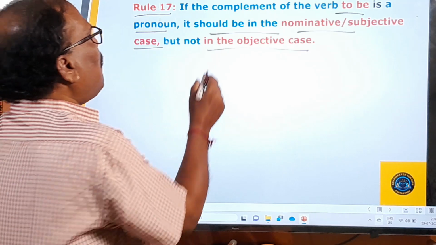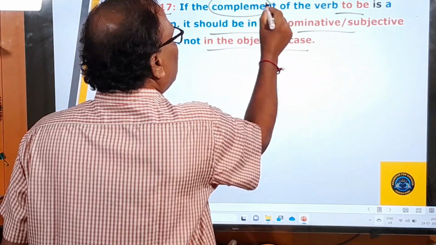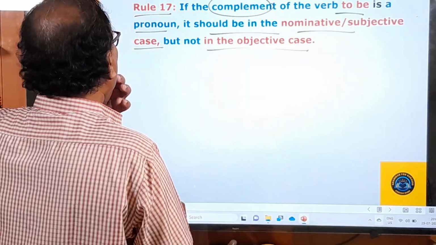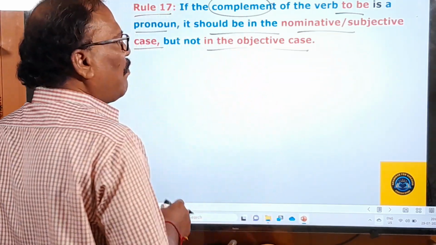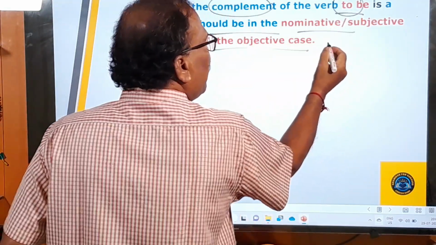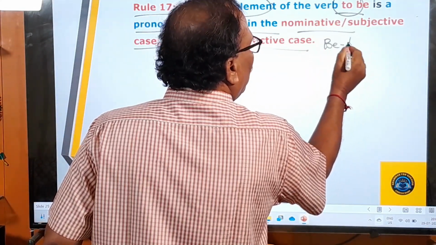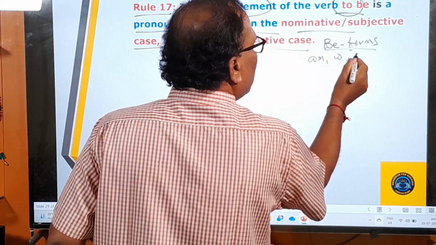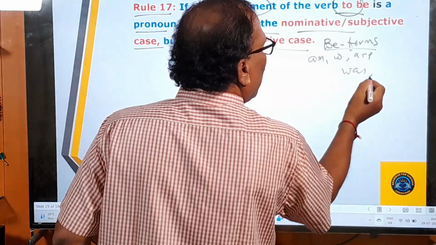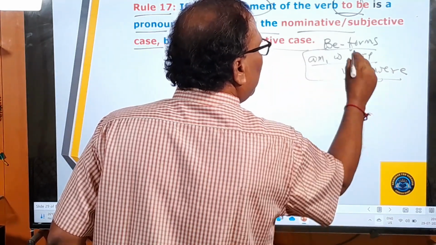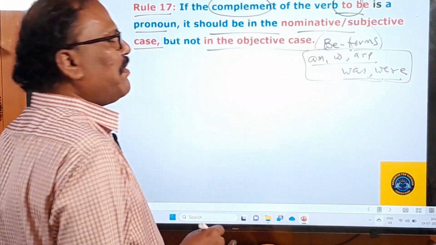Okay, that which completes is called complement. So the complement of the verb 'to be' means the be forms. You know what the be forms are, all of you know very well: am, is, are, was, and were. These are the present be forms, and these are the past be forms. Whatever it is, these are the be forms.